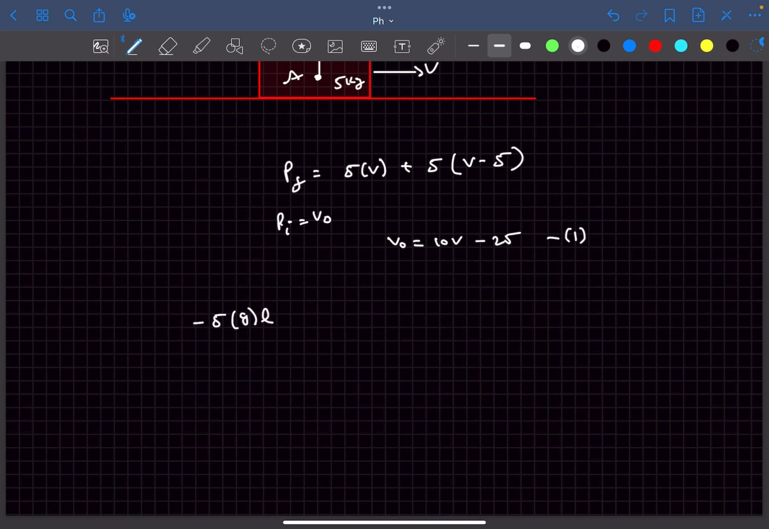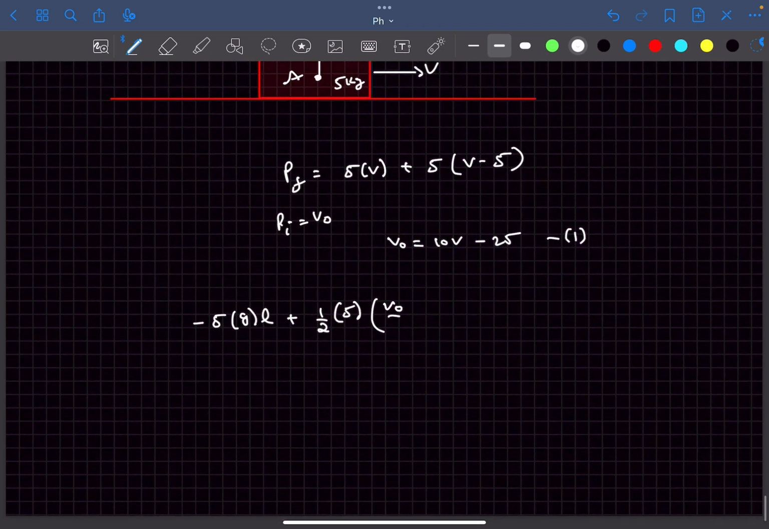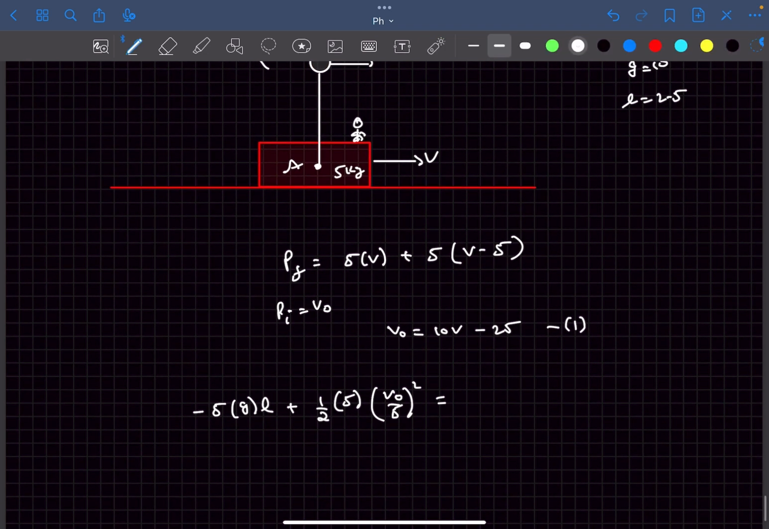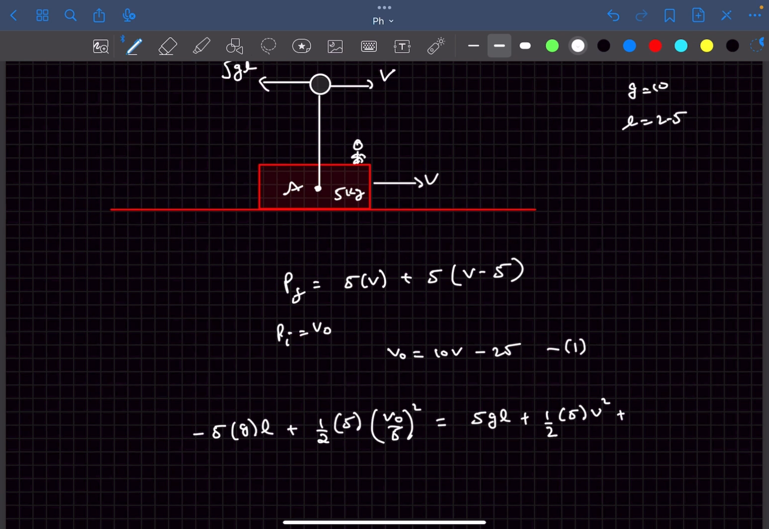5gL. And the initial kinetic energy is half, mass of the ball plus the particle is 5, and its velocity was V0 by 5. So this would be V0 by 5, the whole squared. And finally, this ball is at a height L from the zero level. So its potential energy is going to be mgL plus the kinetic energy of the system. So the kinetic energy of the block A will be half M V squared. And the kinetic energy of the ball is half M times V minus root gL, which is 5, the whole squared.